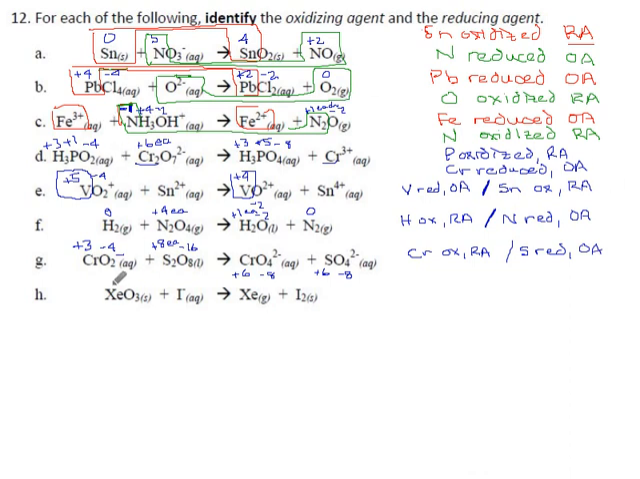And last one, we have xenon trioxide, -6 from the oxygens total, so the xenon must be +6. Iodine's -1, it's a monatomic ion. Pure xenon has a charge of 0, and pure iodine has a charge of 0. So the changes are xenon went from 6 down to 0. Xenon was reduced, which makes it an oxidizing agent. And iodine went from -1 up to 0. So iodine was oxidized, which makes it a reducing agent.